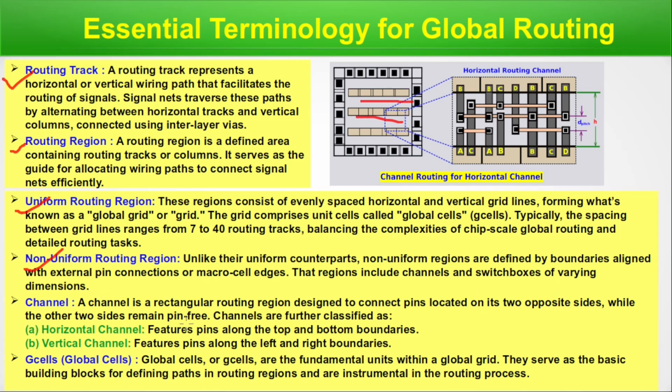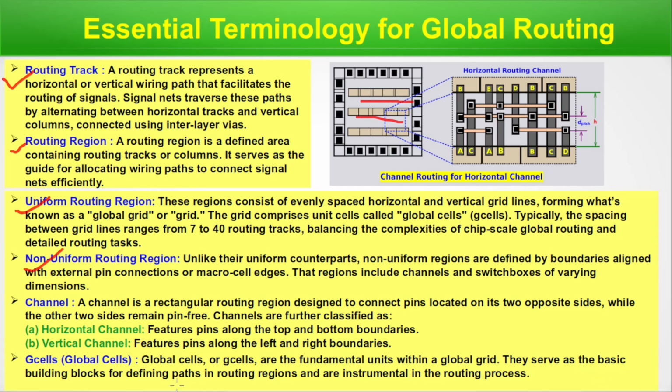Now, channel. A channel is a rectangular routing region designed to connect pins located on its two opposite sides, while the other two sides remain pin-free. Channels are further classified as horizontal channel and vertical channel. A horizontal channel features pins along the top and bottom boundaries, and a vertical channel features pins along the left and right boundaries. So, for a horizontal channel pins are above and below, and if the channel is vertical, obviously they will be on both sides, that is, the right and left boundaries. G cell or global cell: global cells or G cells are the fundamental units within the global grid.